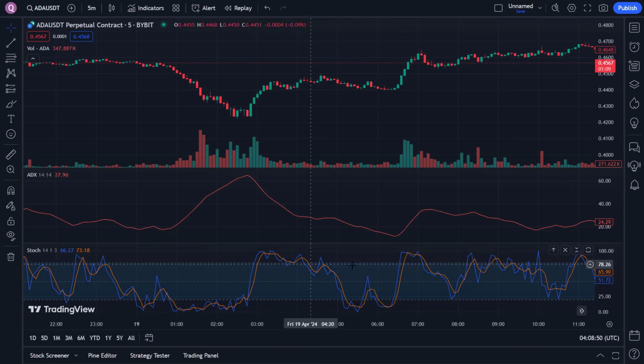By comparing a particular closing price of a security to a range of its prices over a certain period of time, the stochastic indicator generates a value between 0 and 100, providing a gauge for the momentum of the price. A stochastic value above 80 usually indicates an overbought condition, suggesting a potential price drop in the near future. On the other hand, a stochastic value below 20 indicates an oversold condition, implying a possible price rise soon.